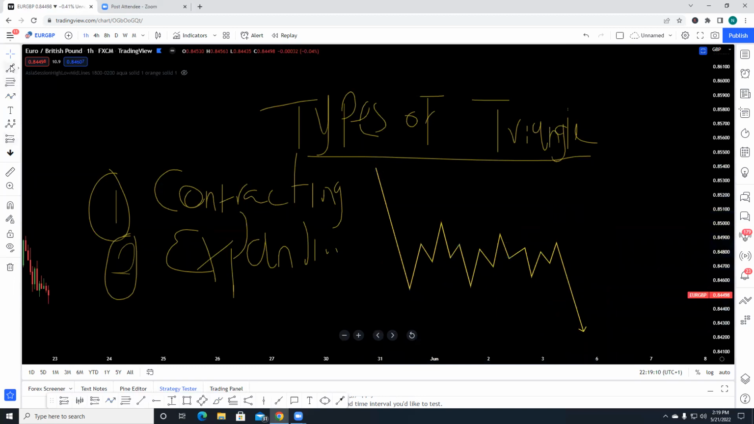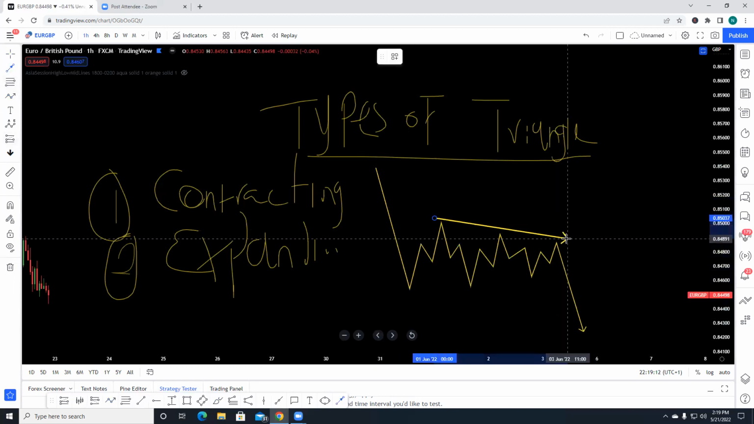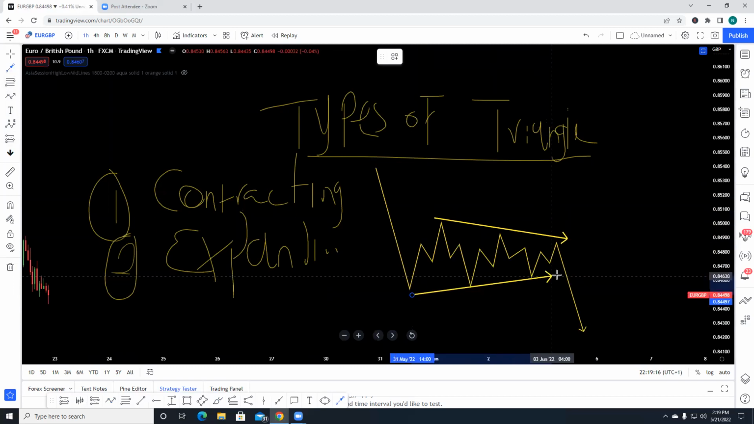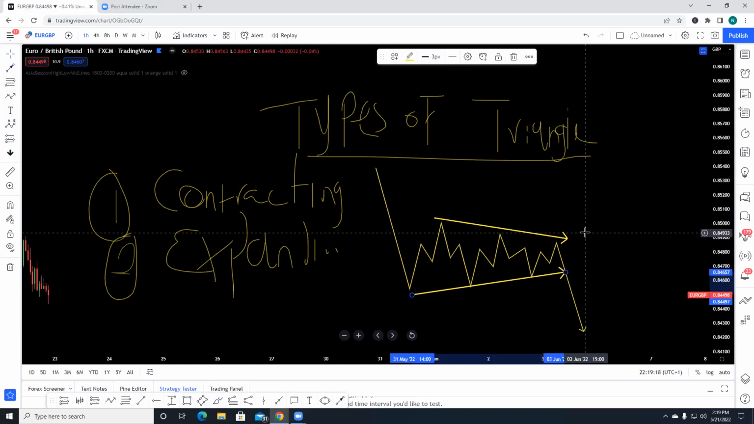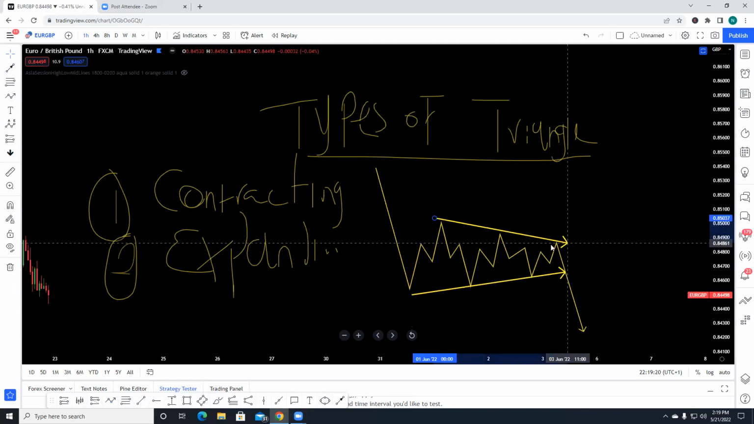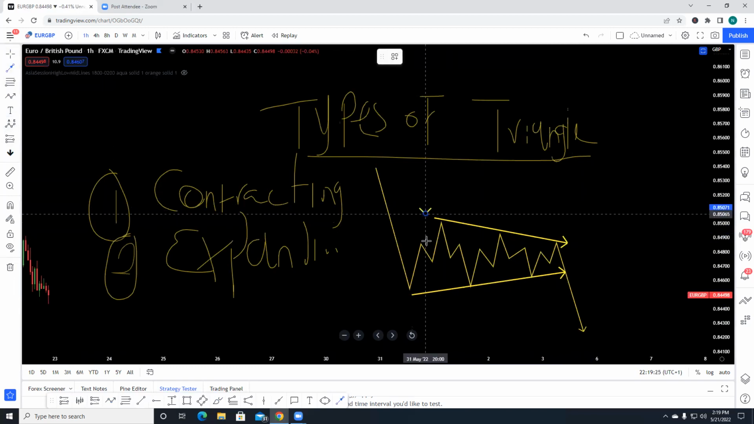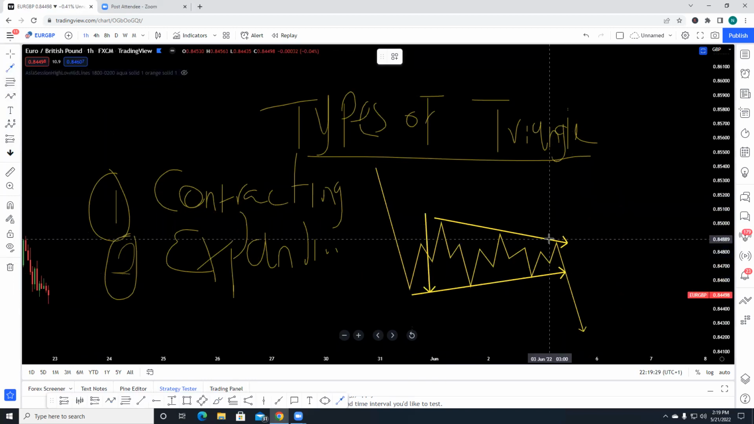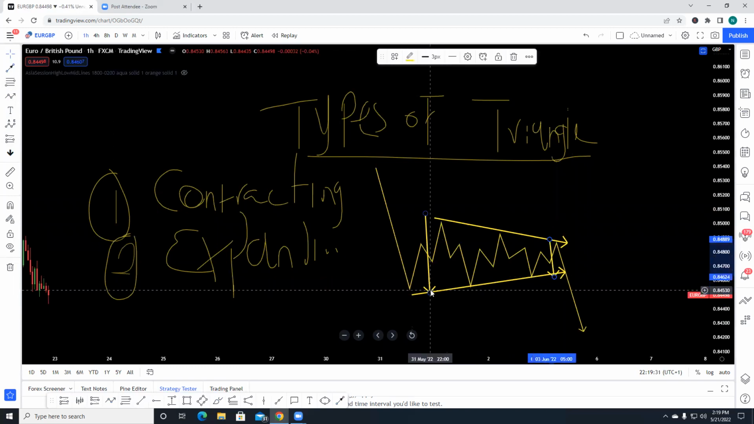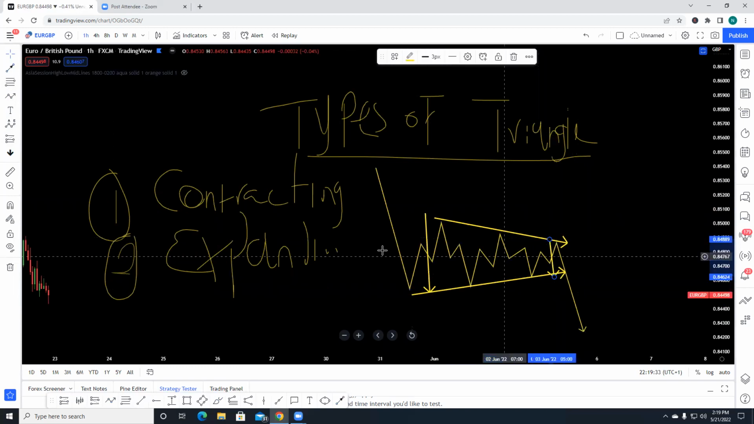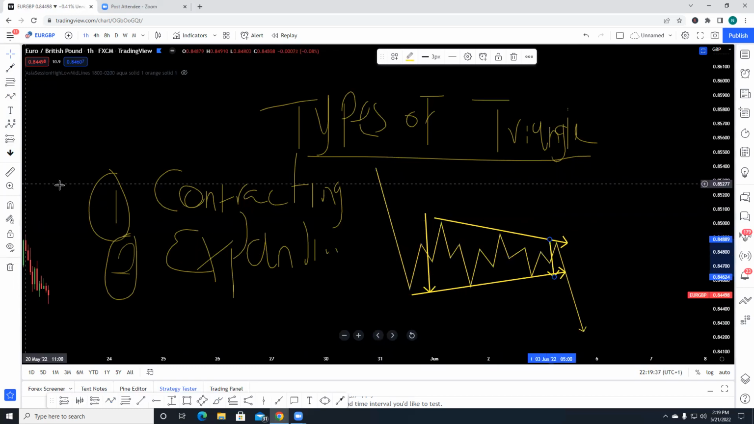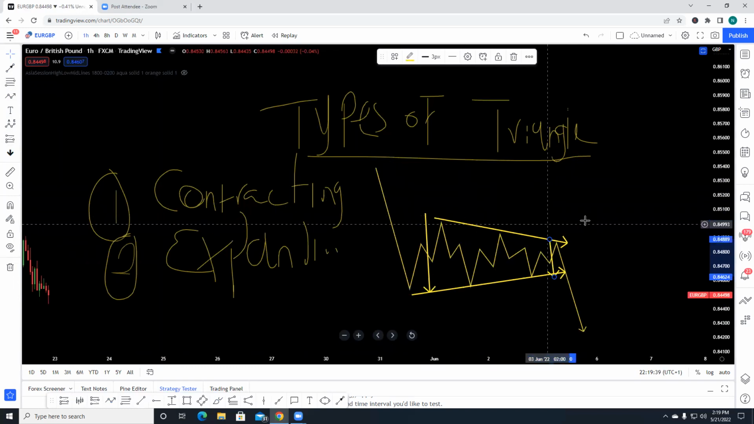Okay, can you see that this triangle is doing what? Contracting. If you look at the beginning of this triangle, it was wide from here to here. But look at the end of this triangle, guys, from here to here. Can you see? Very small here and very big here, very wide here and very narrow here. This is why it is called a contracting triangle.